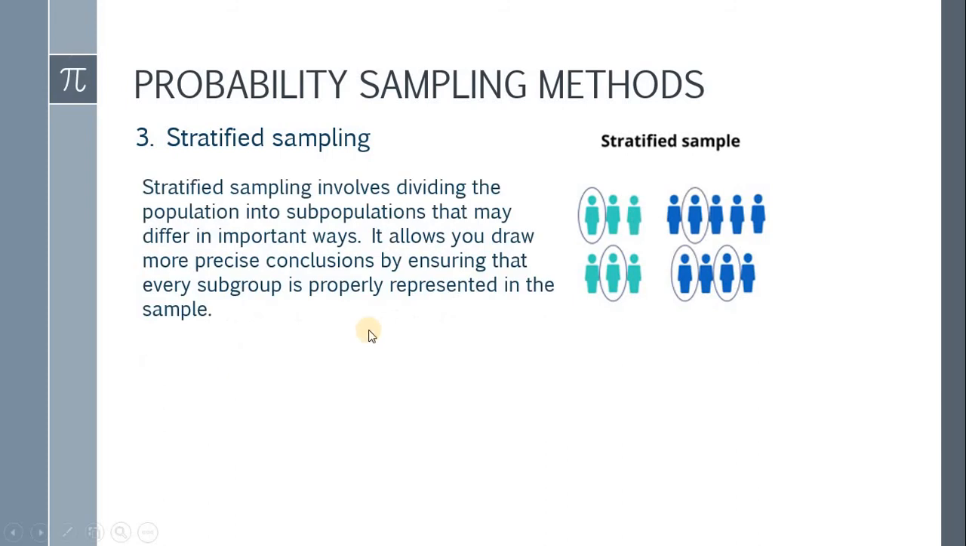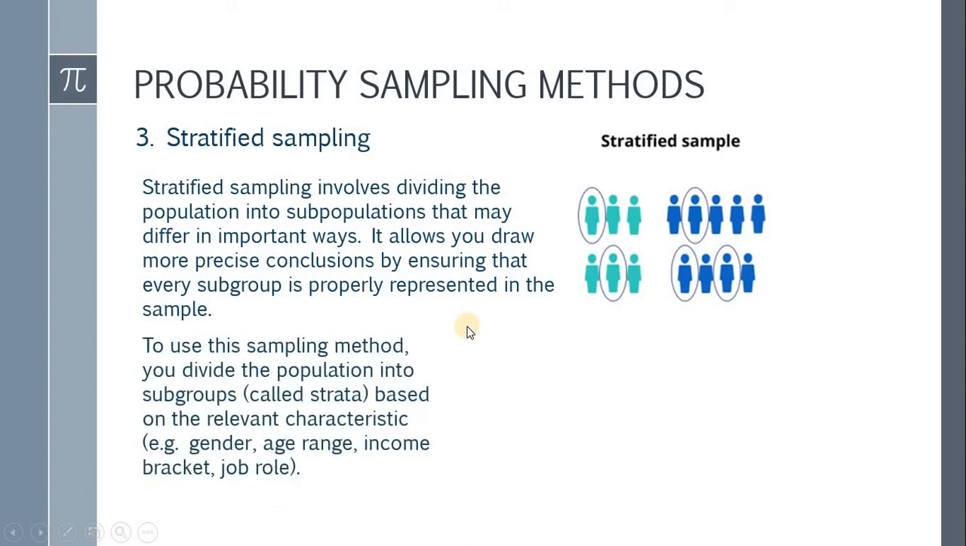Stratified sampling involves dividing the population into subpopulations that may differ in important ways. It allows you to draw more precise conclusions by ensuring that every subgroup is properly represented in the sample. So, ano ibig sabihin nun? So, para magamit natin yung sampling method na to, kailangan i-divide natin yung population into subgroups. Ang tawag natin doon is strata. Kung sinabi natin strata, ito ay subgroups or layer.